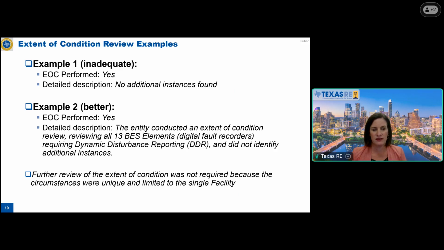A better example here is number 2. EOC performed, yes. Detailed description: the entity conducted an extent of condition review, reviewing, and that's what we did, all 13 BES elements, digital fault recorders requiring dynamic disturbance reporting. That's the universe of things, and did not identify additional instances.